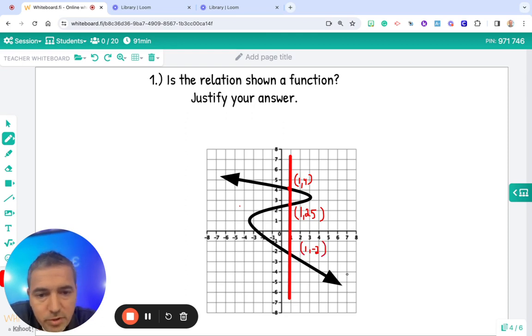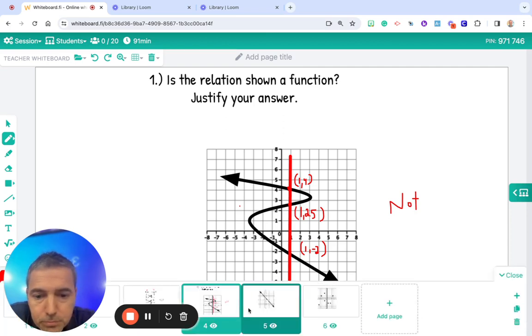When I hit the 1 on the vending machine, it gave me a Pepsi one time, it gave me a Coke one time, it gave me a Sprite one time. It's giving me different outputs. This would not be a function. Now I have a couple other types of graphs on here, so let's look at another example.